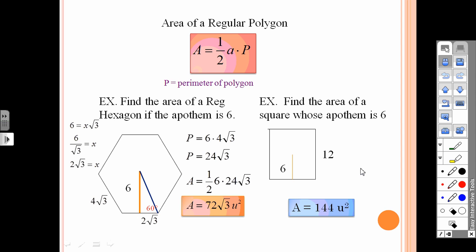Anyway, there you have it. There's your new formula. It's really depending on what polygon you're given, how many sides it has. It's going to be a different process to be solving for either the apothem or the perimeter or the side length or whatever it is that you need.